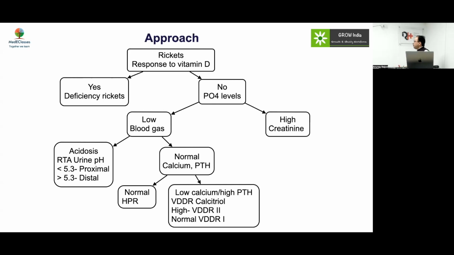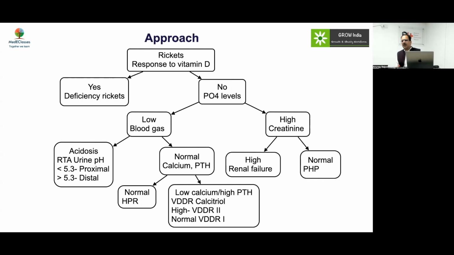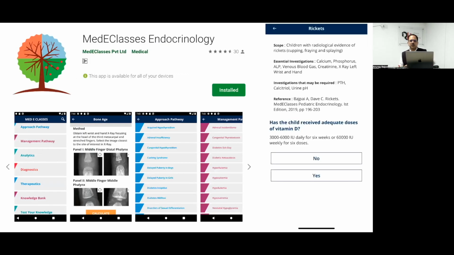Now, on the other hand, if your phosphorus is high, only 2 diagnoses are there. If creatinine is high, this is renal failure. If creatinine is normal, this is pseudo-hypoparathyroidism. So, of course, look at response to vitamin D, look at phosphorus, low phosphorus, look at blood gas. If blood gas is normal, calcium and PTH. If phosphorus is high, look at creatinine. So this is how you establish the diagnosis.